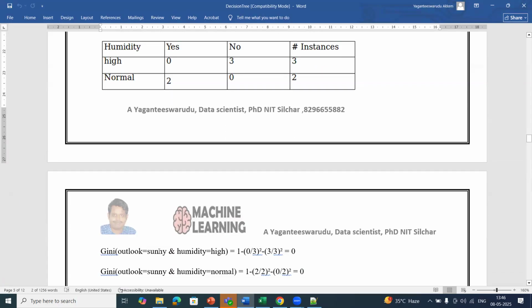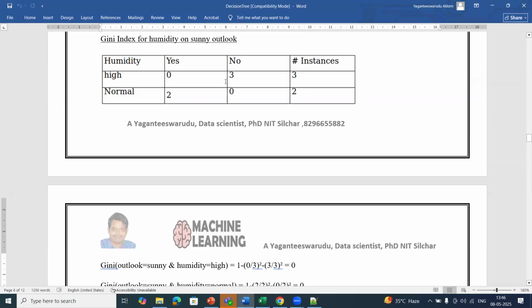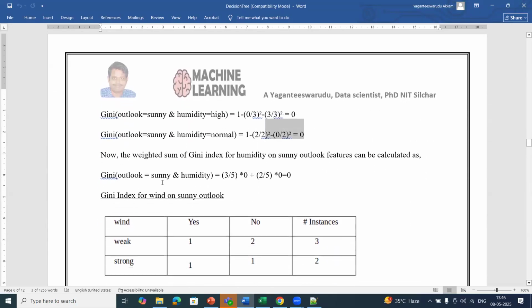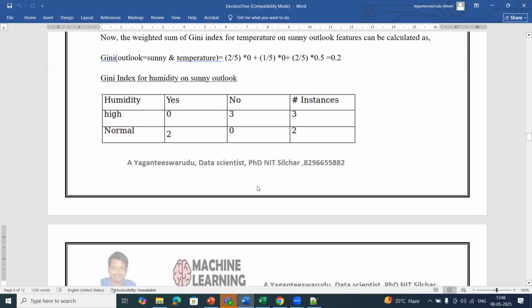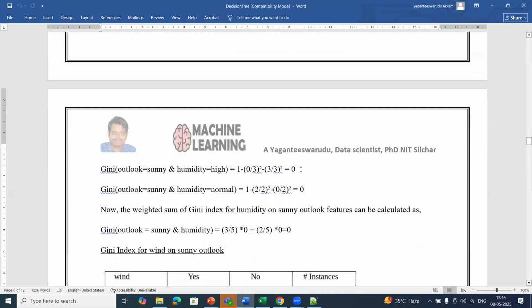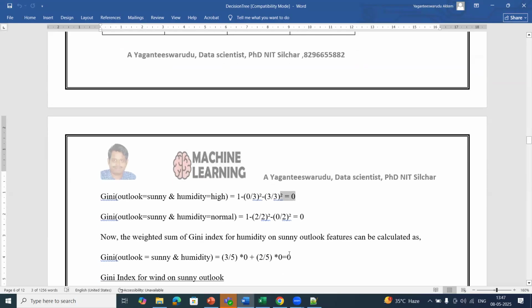So Gini index for outlook sunny and humidity high: 1 minus 0 by 3 whole square minus 3 by 3 whole square, and that is 0. And for normal, 1 minus 2 by 2 whole square minus 0 by 2 whole square, that is 0. The final Gini index for humidity is 3 by 5 into 0 plus 2 by 5 into 0, since there are 5 records in total. So I am calculating the combined Gini index.